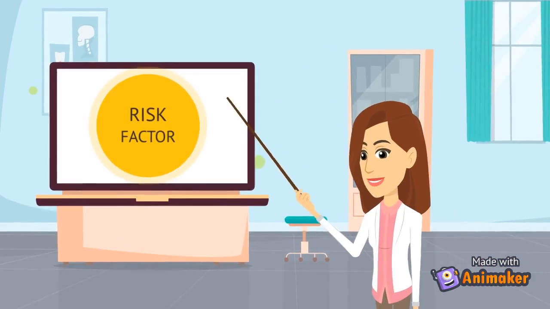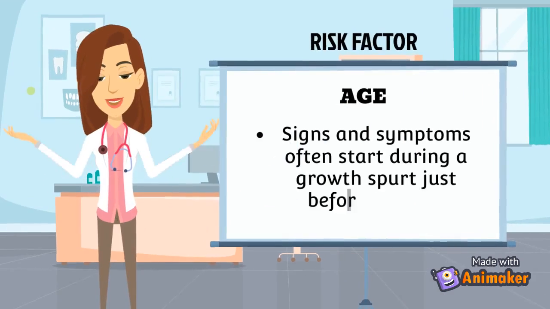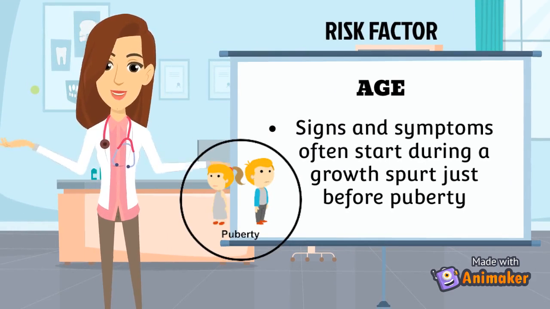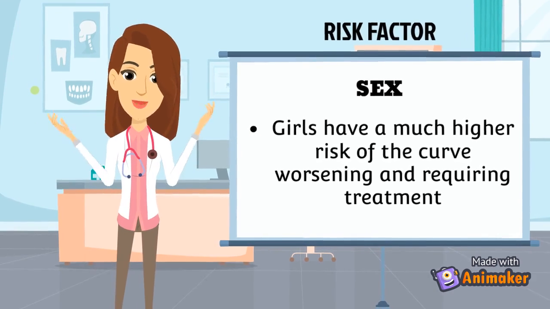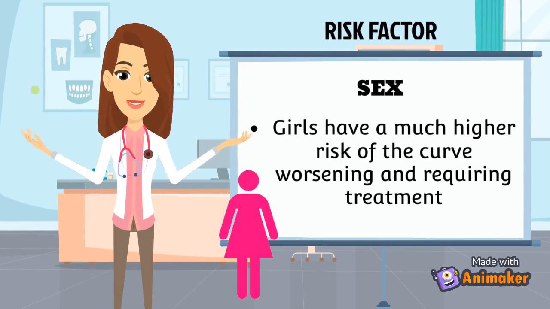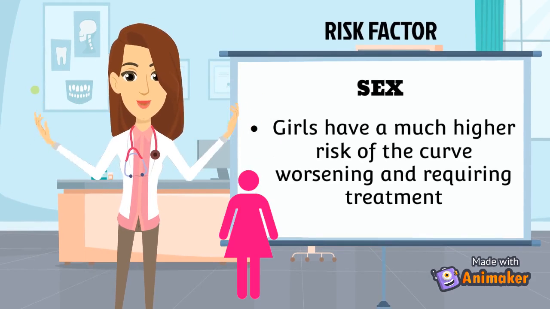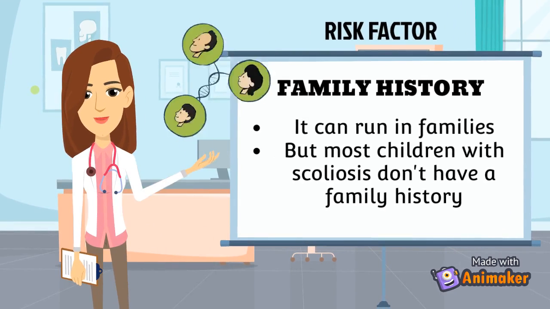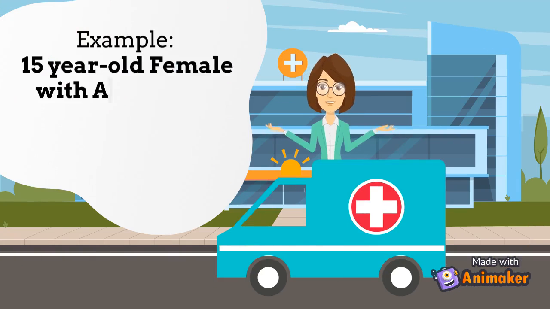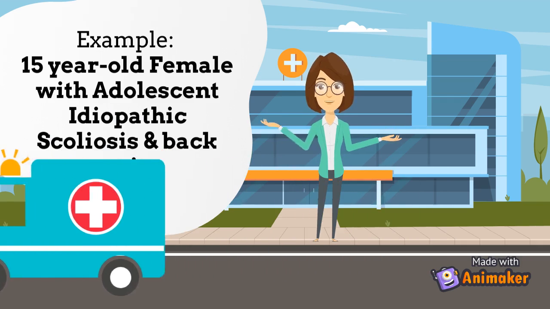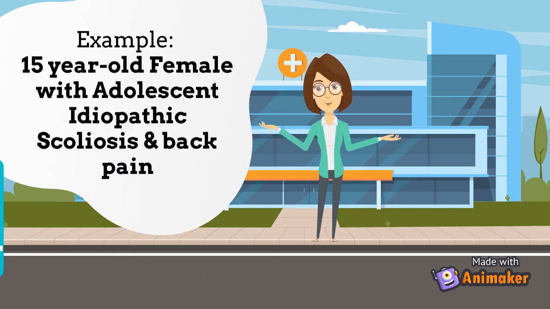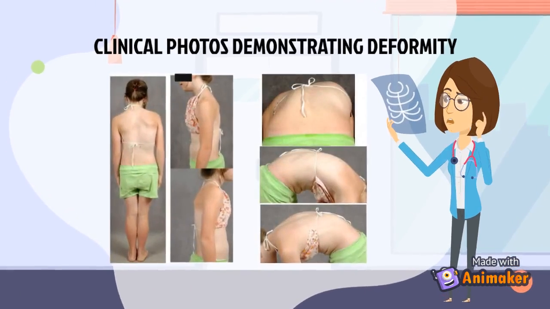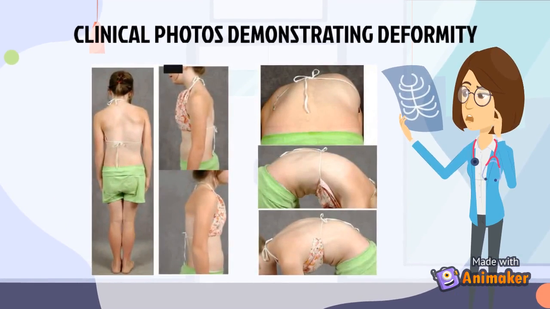What are the risk factors? Age. Signs and symptoms often start during a growth spurt just before puberty. Sex. Girls have a much higher risk of the curve worsening and requiring treatment. Family history. It can run in families, but most children with scoliosis don't have a family history. As an example case, there is a 15-year-old female with adolescent idiopathic scoliosis and back pain. This is an example of the X-ray, and this is an example of clinical photos demonstrating deformity.